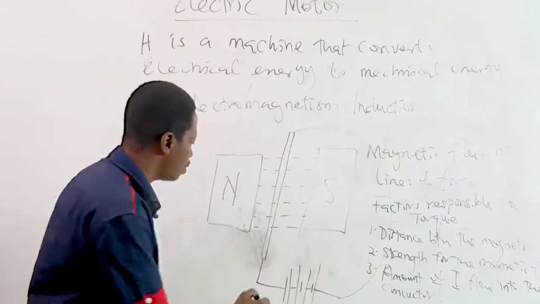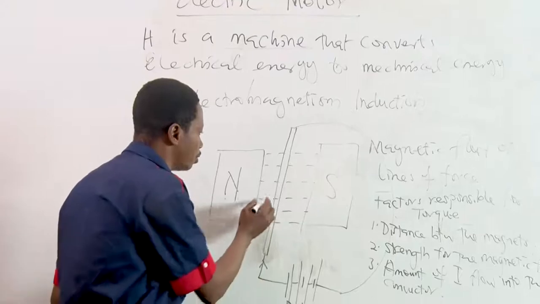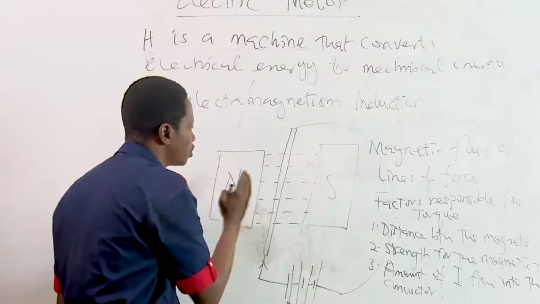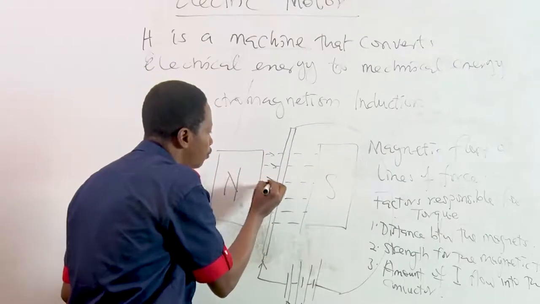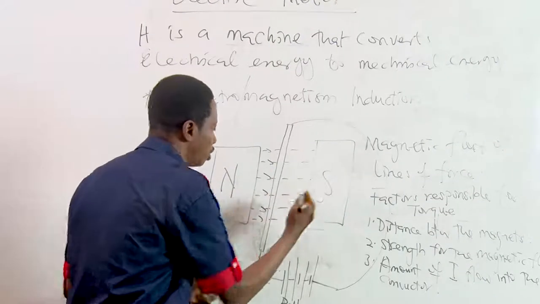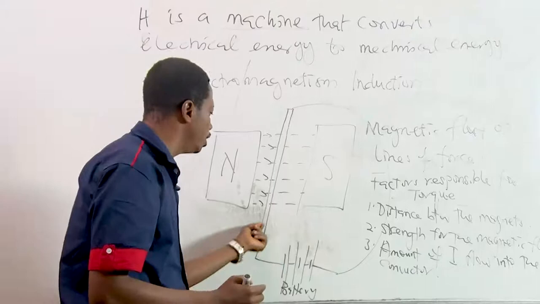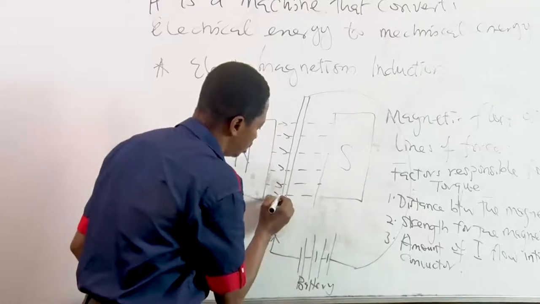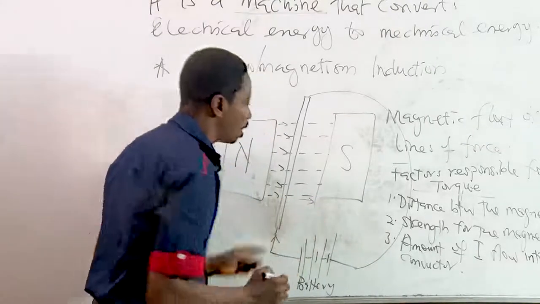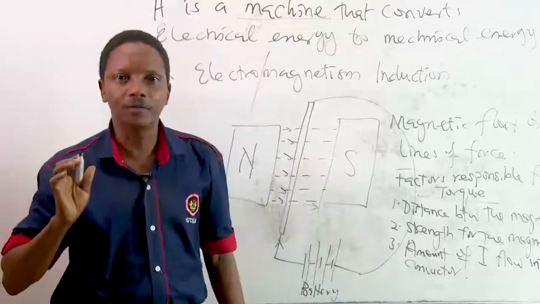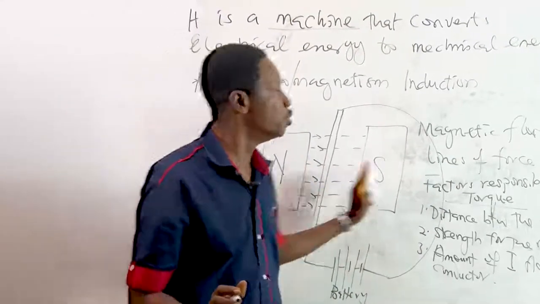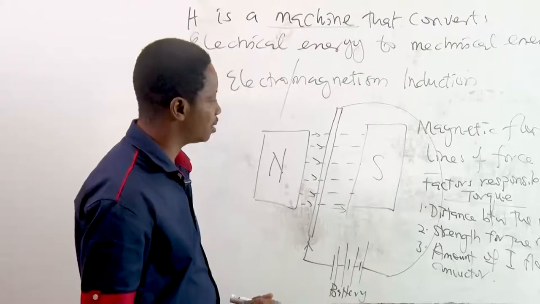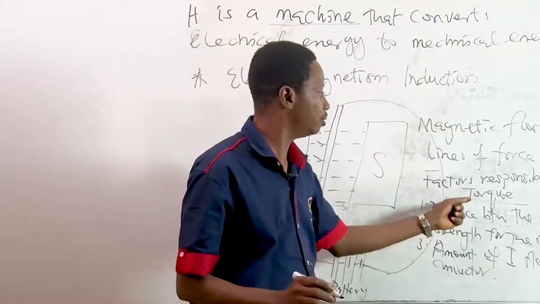And when current flows into this conductor, because the conductor is inside this magnetic line of force, there is a force coming from the magnet, north to south. So another current is now flowing into this conductor. What will happen? It will push this conductor towards this side. The force at which the conductor moves towards the other end of the magnet is what we term torque.